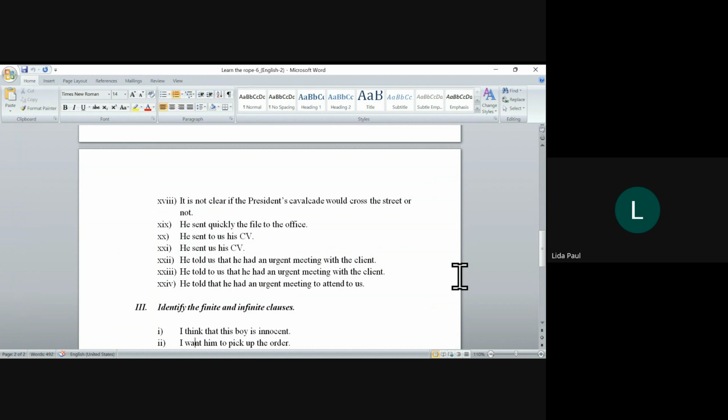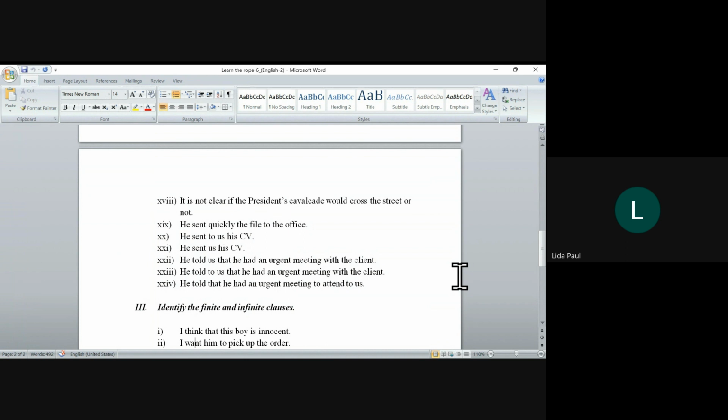Is this grammatical? Yes, ma'am. It's grammatical, right? Because when the indirect object comes first, you don't have to use a preposition. So not "he told to us," but "he told us that he had an urgent meeting with the client." That is sentence number 13. If the direct object comes first, then you have to use "to." If it doesn't, then no.